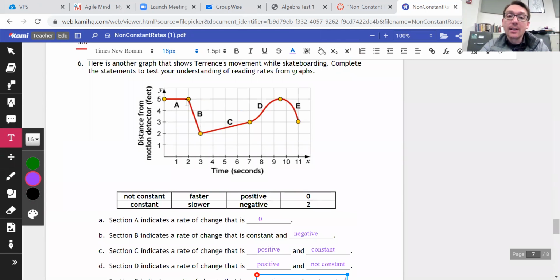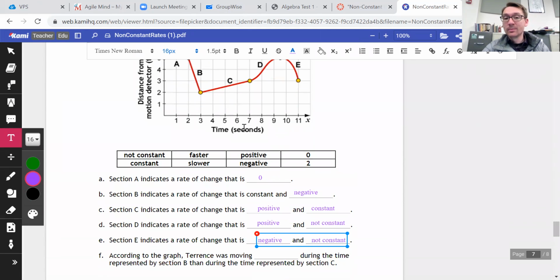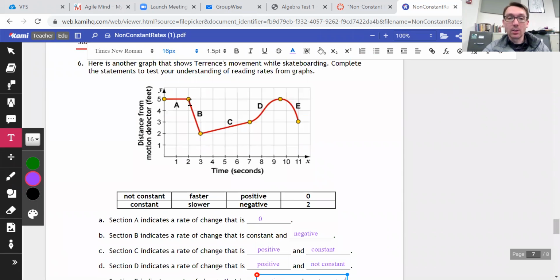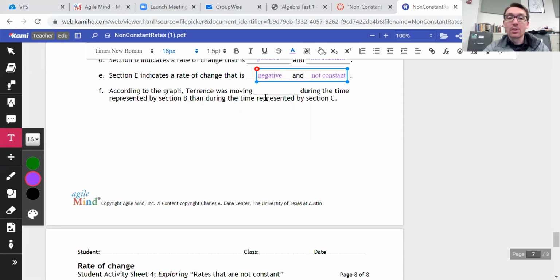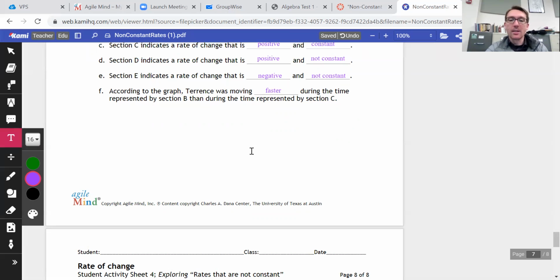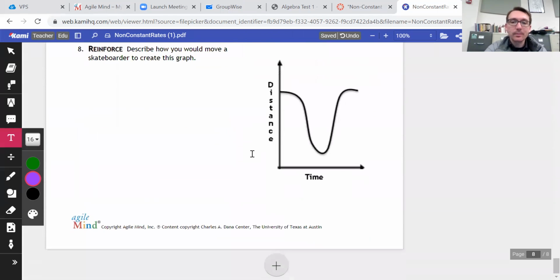And remember, in this case, speed is how steep. It's the rate, right? So it's how steep the line is. Which line is steeper? B is clearly steeper than C. In B, it takes him 1 second to go 3 feet. But in C, it takes him like 4 seconds to go 1 foot. Definitely, he's going faster during section B. So he was moving faster during the time represented in section B than in section C. All right, last page.